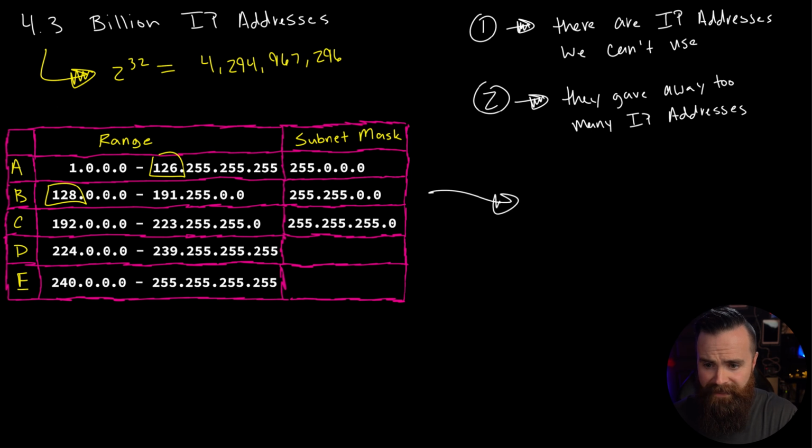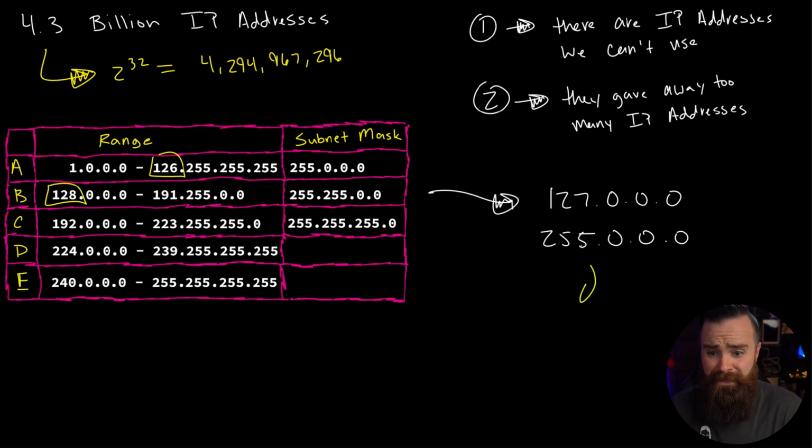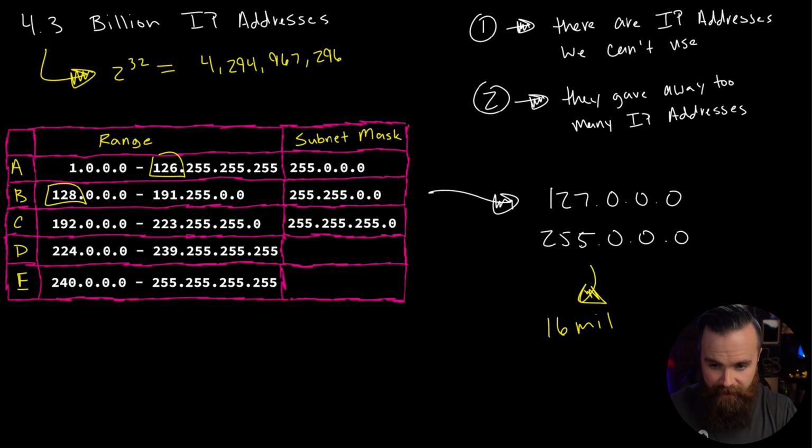That's an entire Class A network, which means we're talking 127.0.0.0 with the subnet mask 255.0.0.0, which leaves us with over 16 million addresses. Where are you guys at? You know where they are? They're on your devices. This range of addresses, anything beginning with 127, are what's known as loopback addresses.